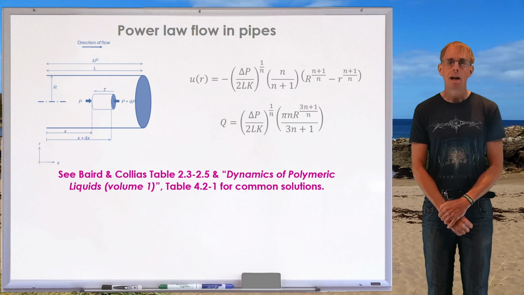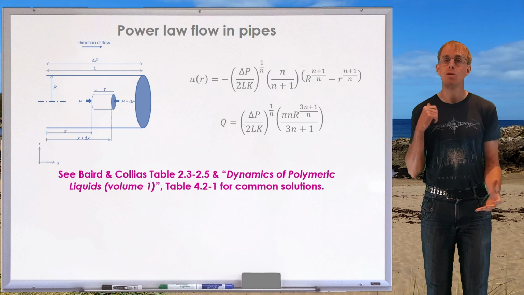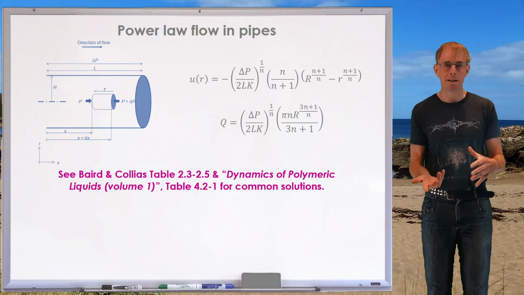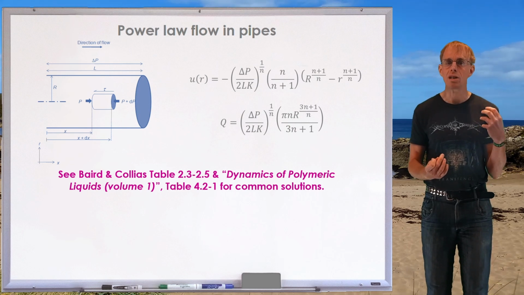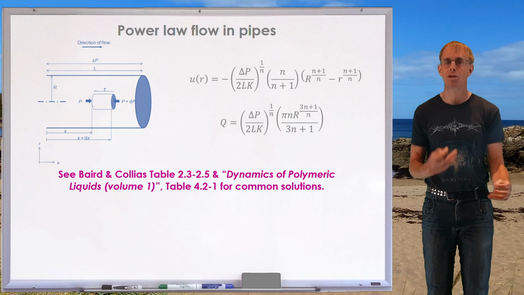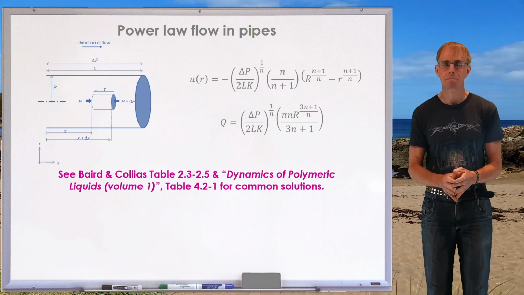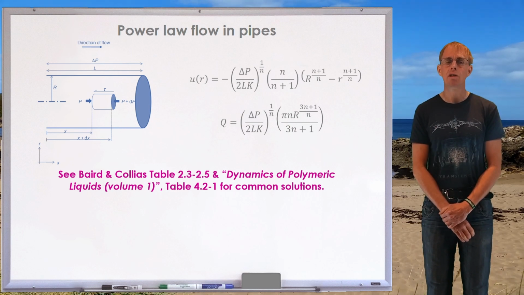And what one finds is that if we've got a relationship linking volumetric flow and pressure drop, typically in an extrusion line we can set a volumetric flow rate, therefore we know that quantity and can infer what our pressure drop is through a pipe, for example. Now, there are a number of common solutions for power law fluids in various geometries.